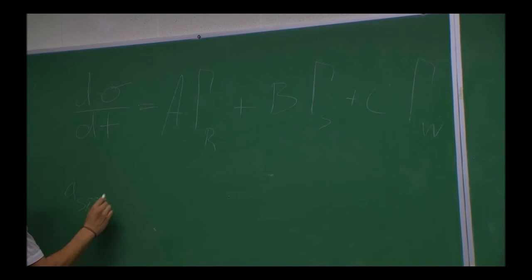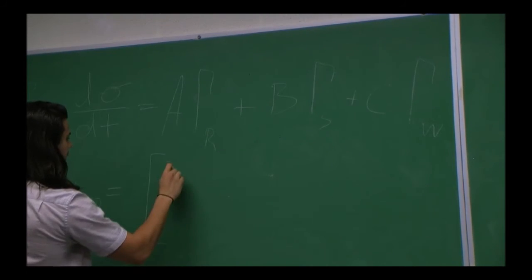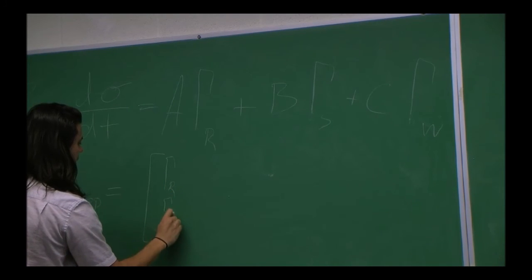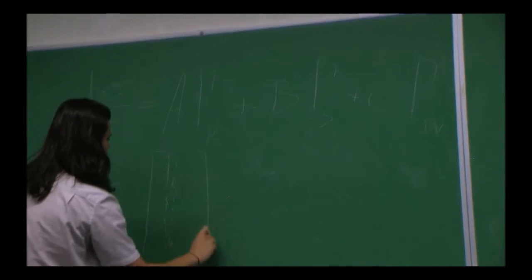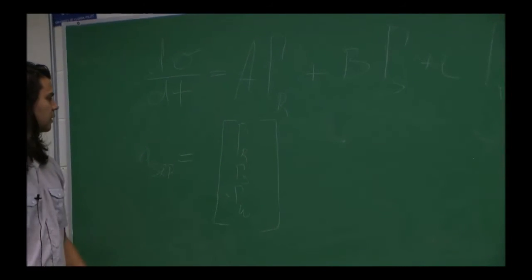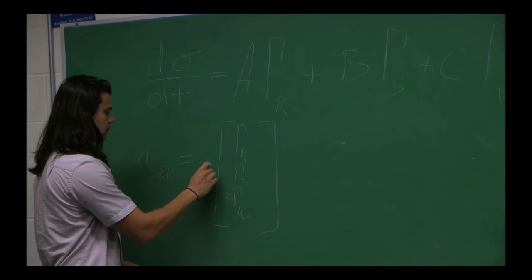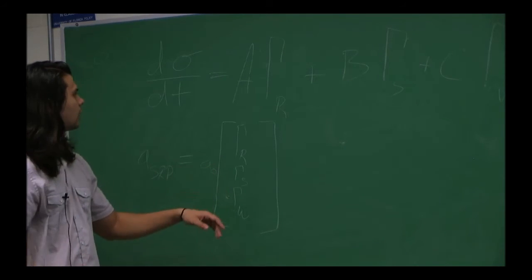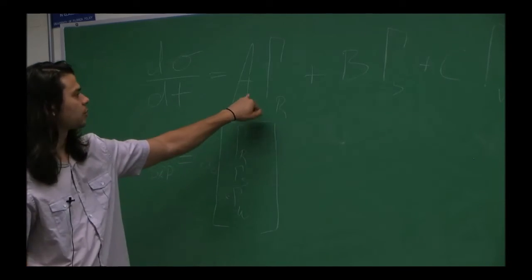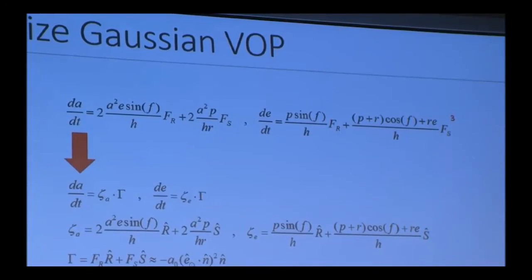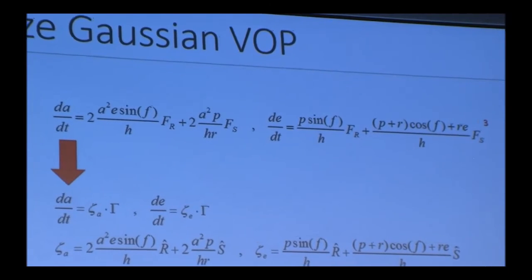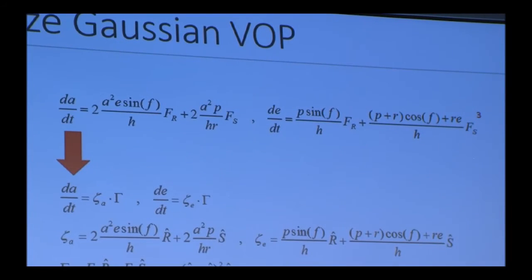So here's SRP. Acceleration due to the solar radiation pressure. I'm going to put it in a vector: R, S, W. This is just the force components. Here's the magnitude. And then you have these parameters here, A, B, and C. In this case, we're not dealing with W because the a dot doesn't have any out-of-plane components that affect it. So we have an A, we have a B, we don't have a C.